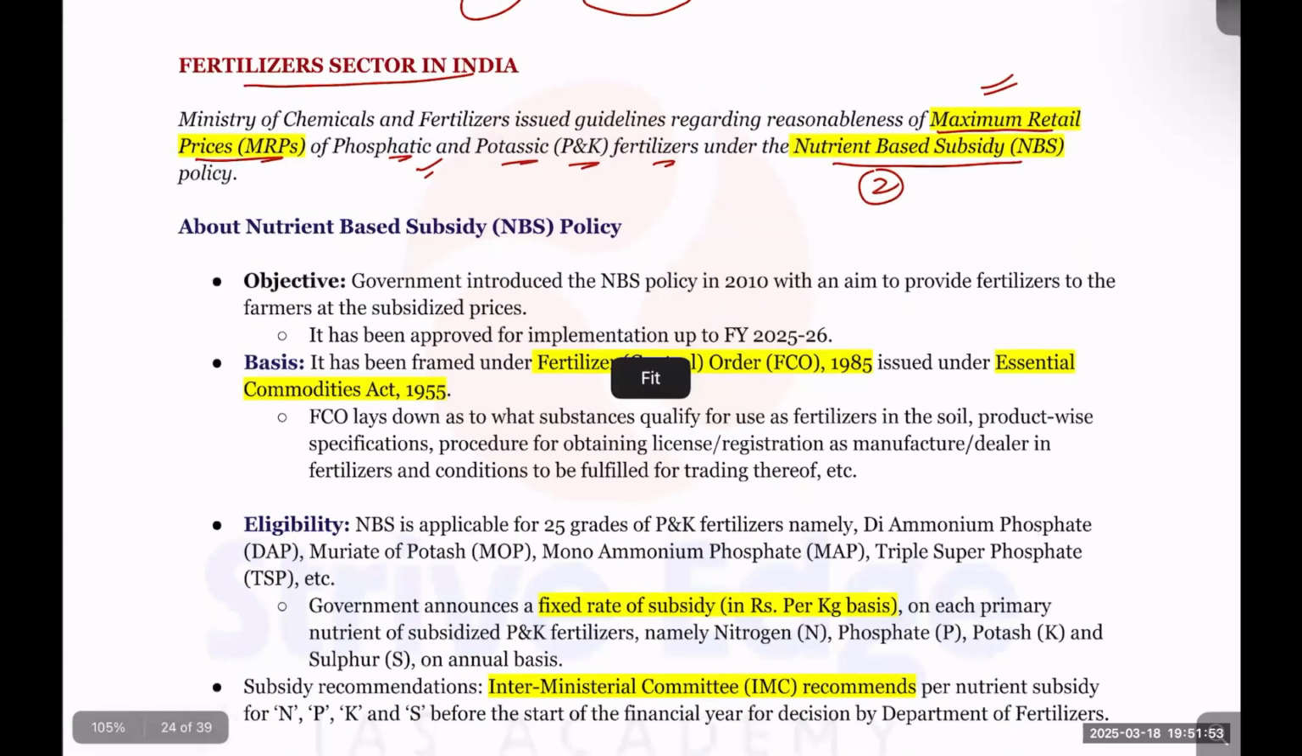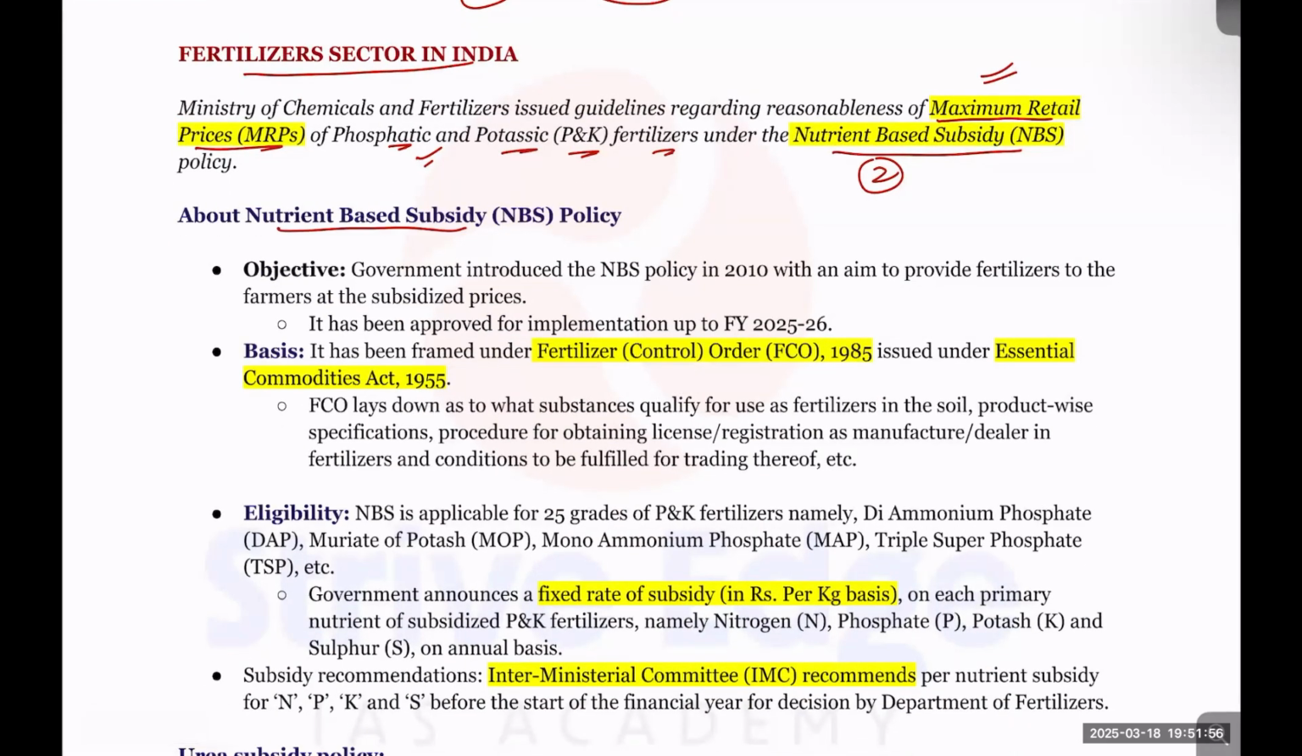Okay, so what is this nutrient-based subsidy policy? Under this policy that was launched in 2010, it has been framed under the Fertilizer Control Order 1985. Okay, you should remember this. And this order itself comes from the Essential Commodities Act 1955. So there is an act, and under this act, there is one Fertilizer Control Order, that is the executive resolution, and in this the nutrient-based subsidy has been launched.